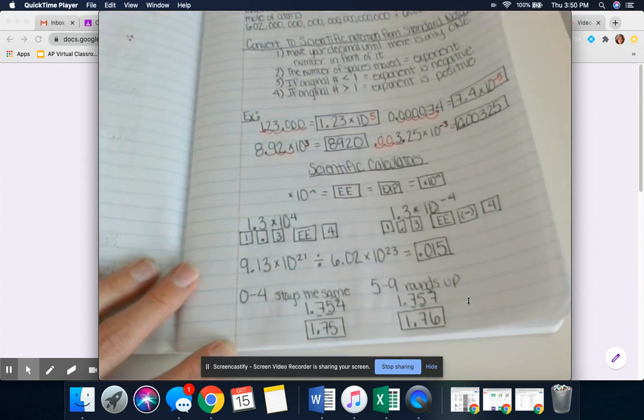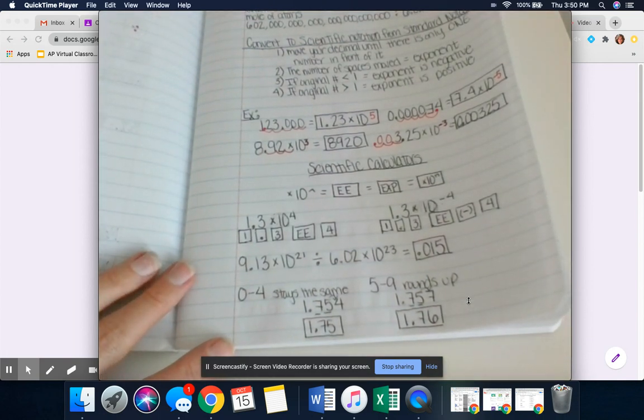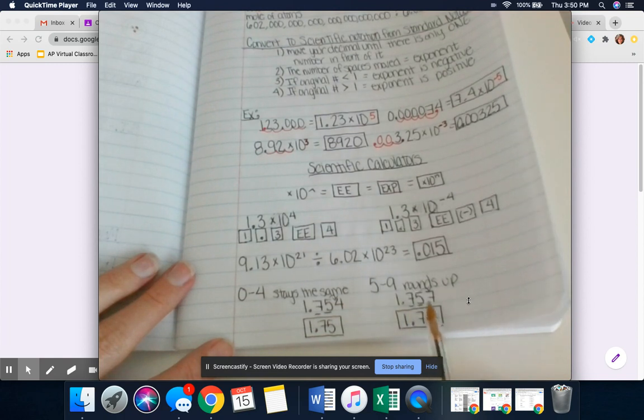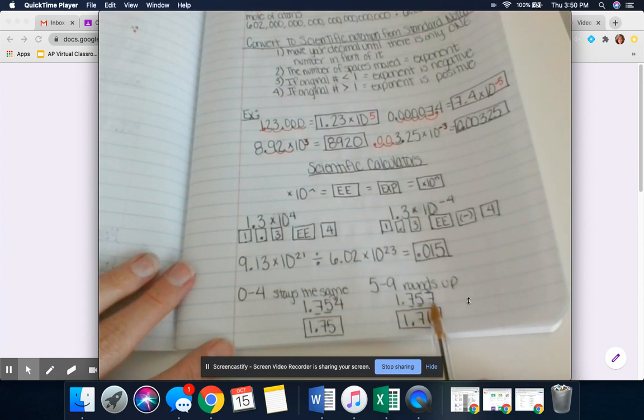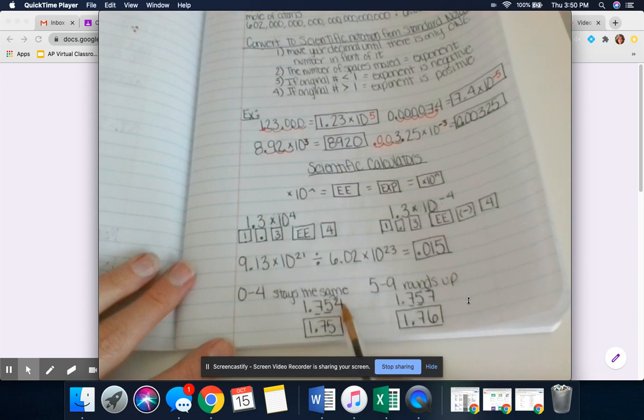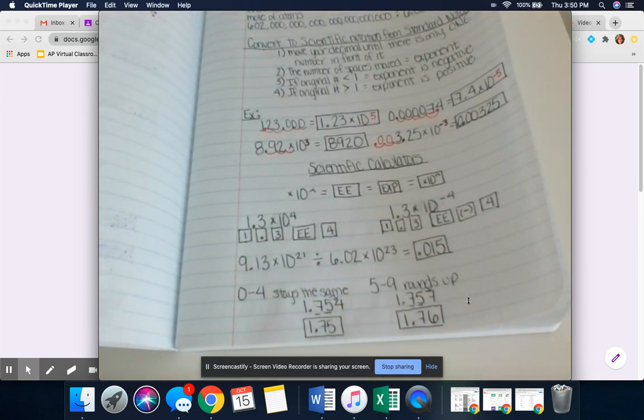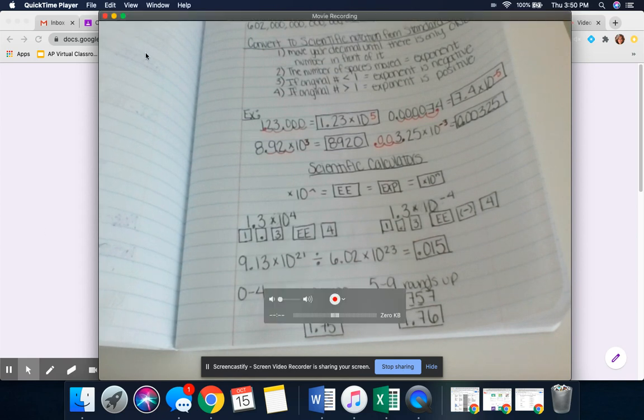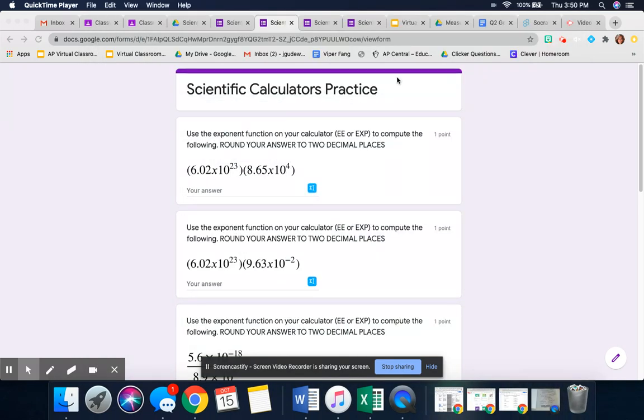So general rule in this class is usually to just round to 2 decimal places. So remember, you look at the second decimal place and then you see what the number is next to it, whether it's going to round up or whether it's going to stay the same. All right, so finish up that practice, and you will get answers right away to see how you're doing, so you can check your work.